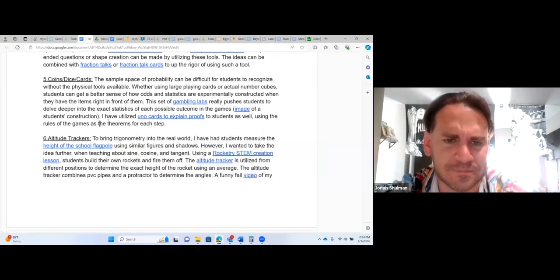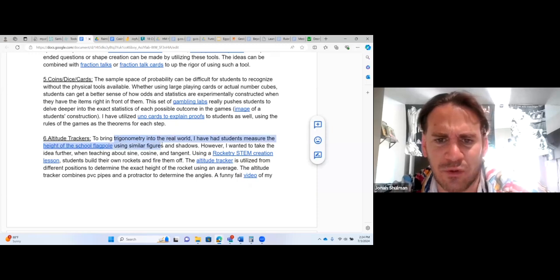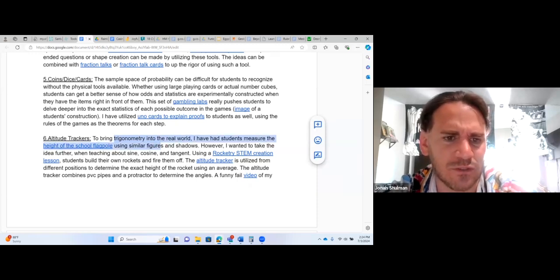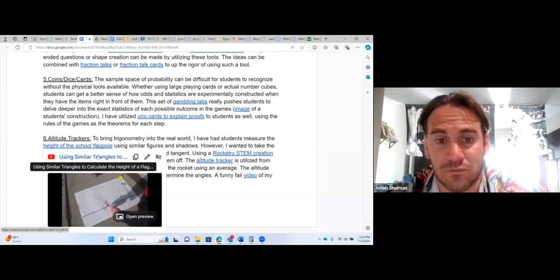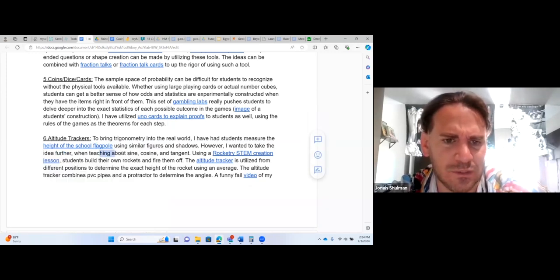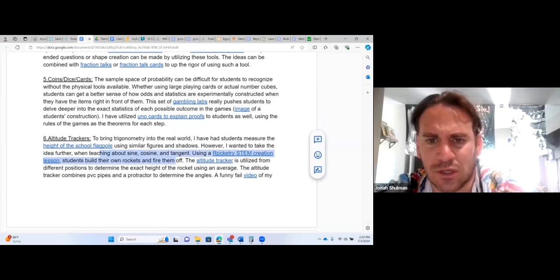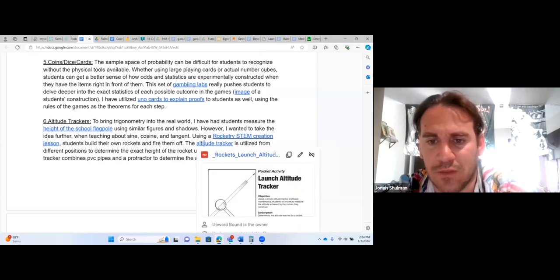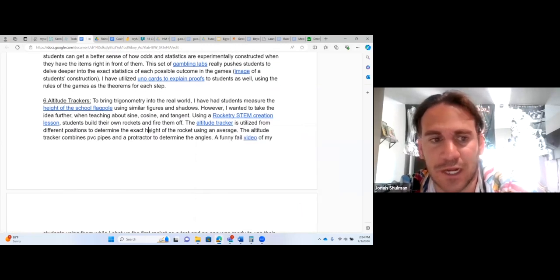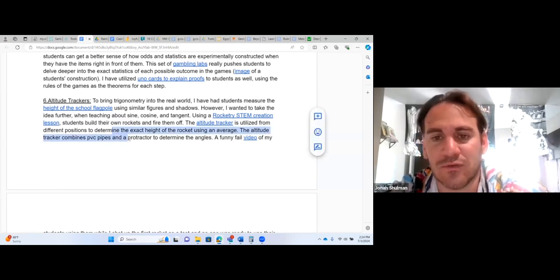And okay, so to bring trigonometry into the real world, I've had students measure the height of a school flagpole, which you can do just with similar figures. However, I wanted to take the idea further when teaching about sine, cosine, tangent. So using this rocketry STEM lesson, students build their own rockets and fire them off. And this was how to build the altitude tracker, and so two students stood at different positions to determine the exact height of the rocket, choosing an average.